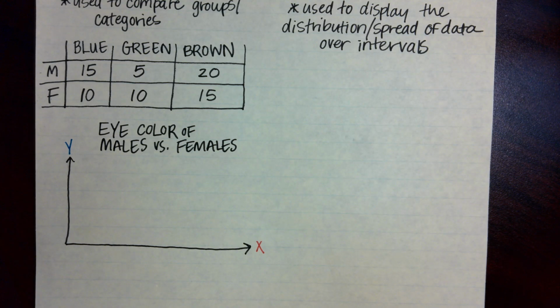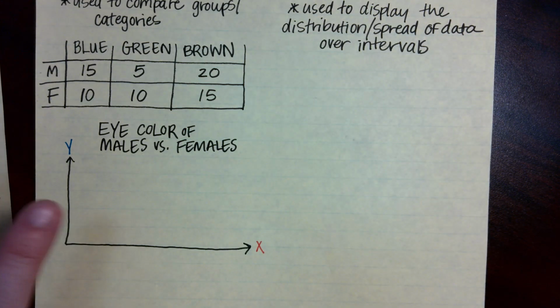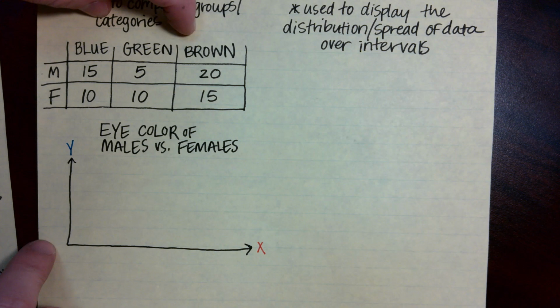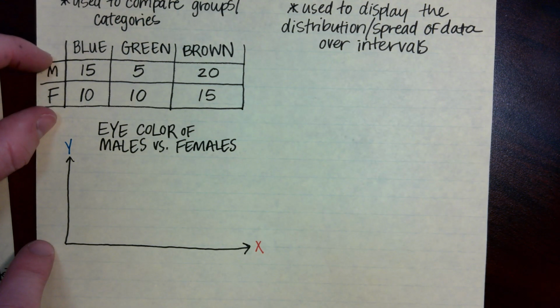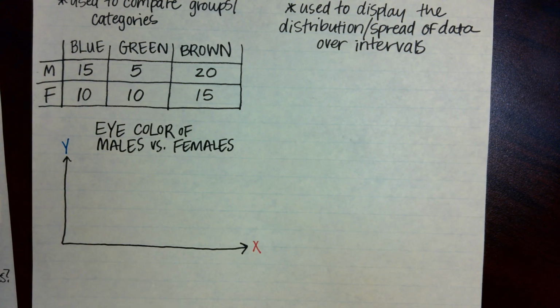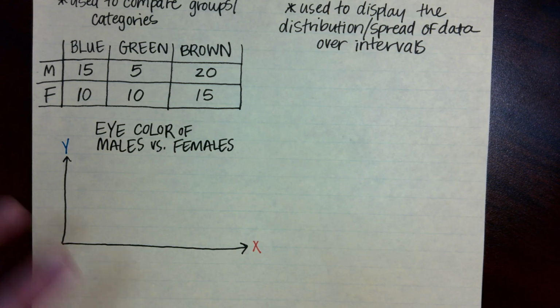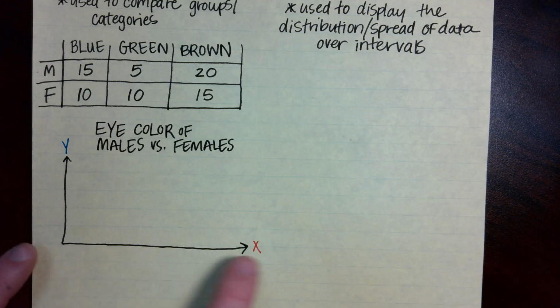And then we are going to label our different categories. Now, this is a bar graph where we're comparing eye colors and genders, and we're counting the amount of each. So we're actually going to be combining two of the variables on one axis here.